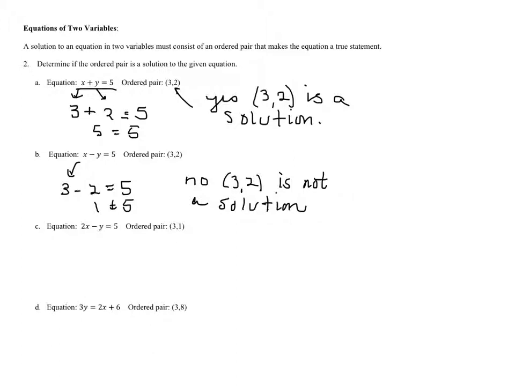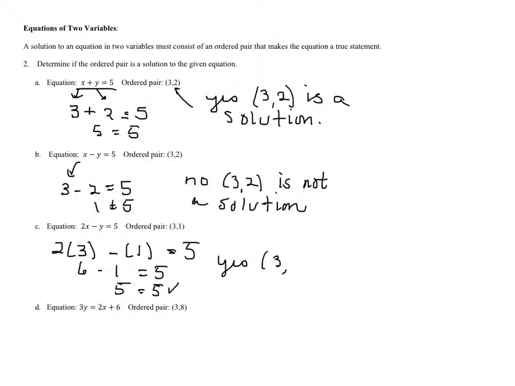2x minus y is equal to 5. So I really need 2 times x minus y equals 5. And I did these little open parentheses because then I can just pop in the values. 3 for x, 1 for y. 2 times 3 is 6. Take away 1. Again, this works. So yes, 3, 1 is a solution.